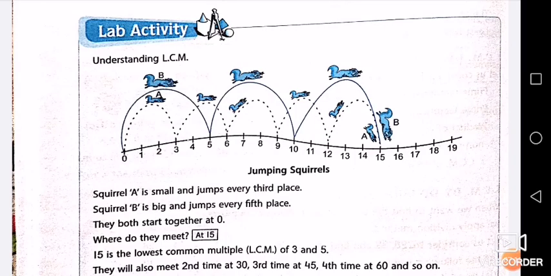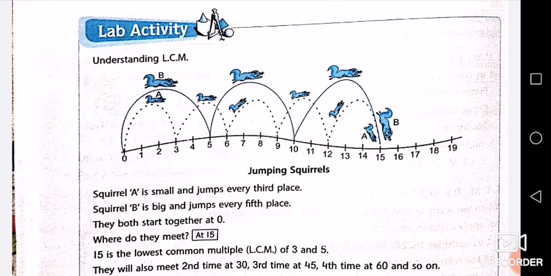Okay children, now before we begin our exercise, this lab activity we have seen yesterday. We are going to do this lab activity in our copy also, and how we will do that I'll explain in the class. Now understanding LCM. How this LCM will help you in your daily life.